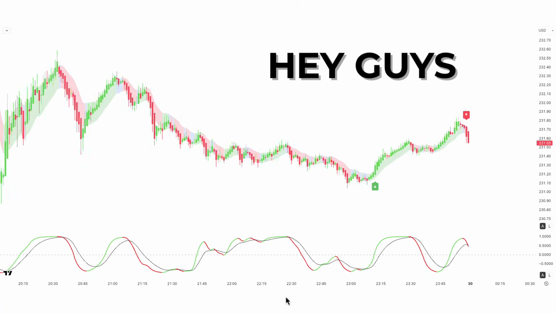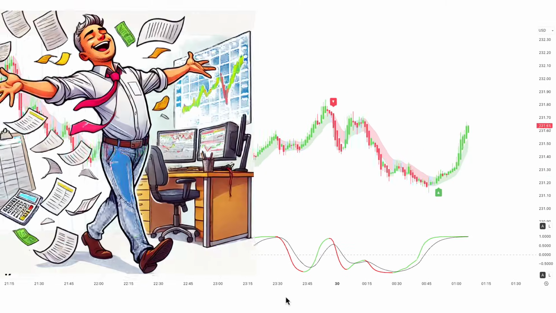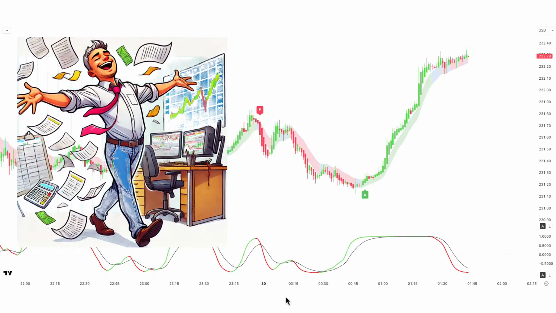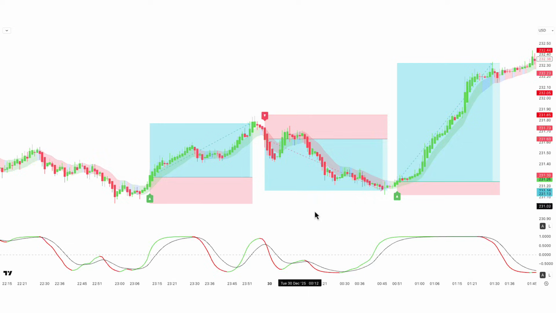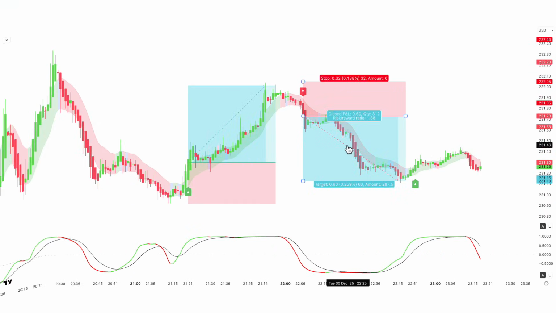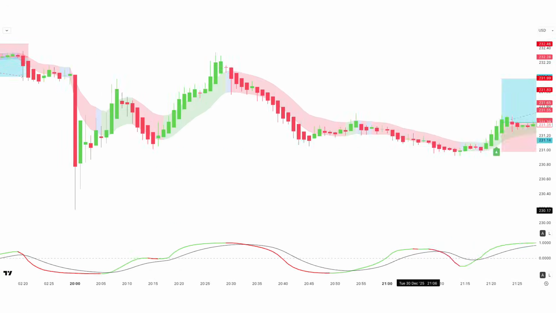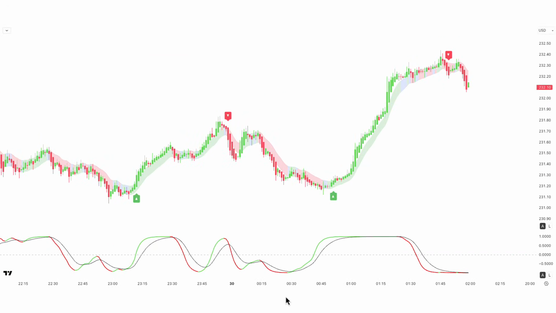Hey guys, most traders spend years jumping from one indicator to another, hoping the next one will finally reveal the secret of the market. I used to do the same, until recently when I discovered something on TradingView that completely changed the way I look at charts. At first, I didn't believe it either, so instead of trusting it blindly, I decided to test it properly.